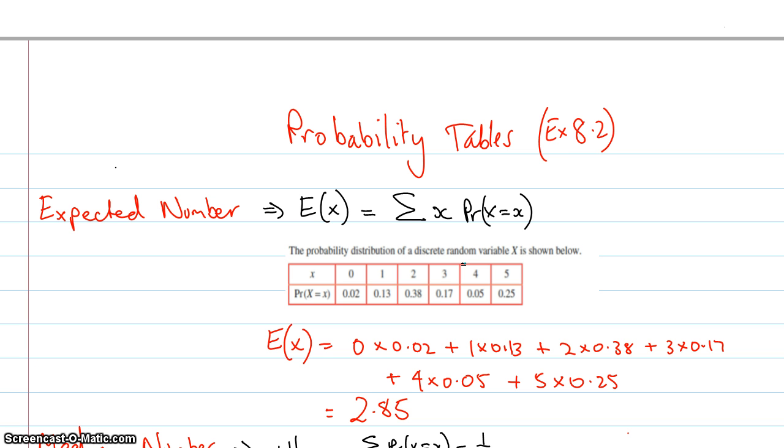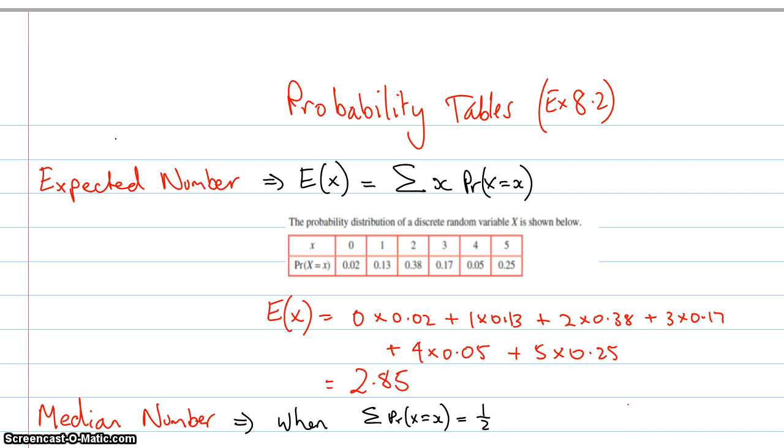In fact, sometimes the median number is more helpful. The middle number of the outcomes, particularly if it's the number of traffic lights that you go through or something like that. The median number is when the sum of the probabilities is equal to a half, the midpoint of this distribution. So for this one, if I add up 0.02 plus 0.13 plus 0.38 until I get to a sum of a half, or until I get over a sum of a half, I should say, then we consider that to be the median.